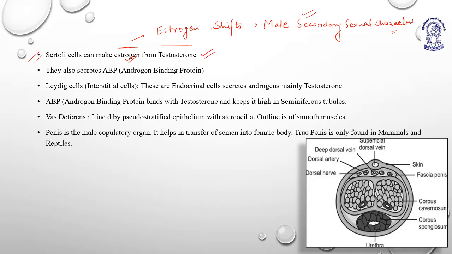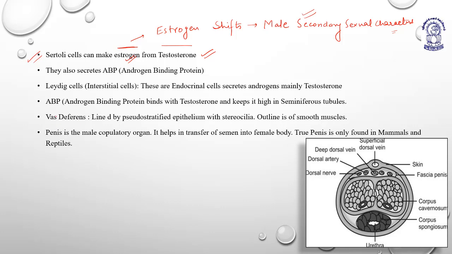So the balance between testosterone and estrogen should be there. If estrogen is high, then it is shifted more towards the female secondary sexual characteristics. If testosterone is high, then automatically it is towards the masculine characteristics or the male secondary sexual characteristics.